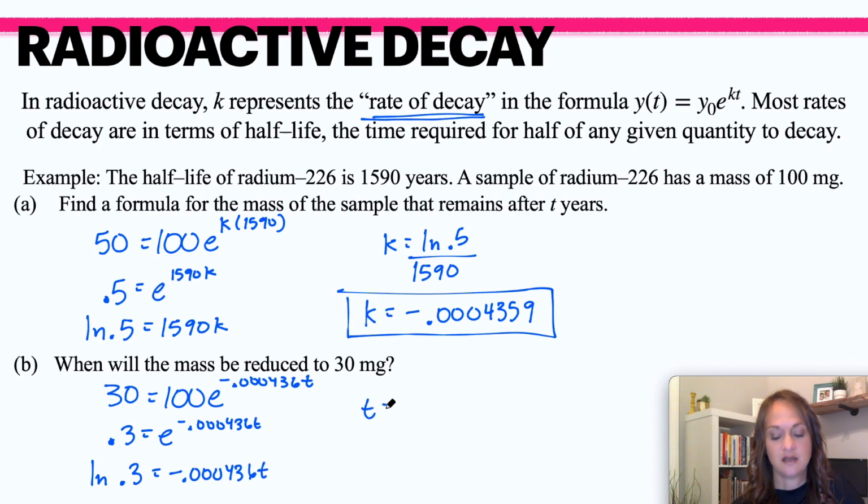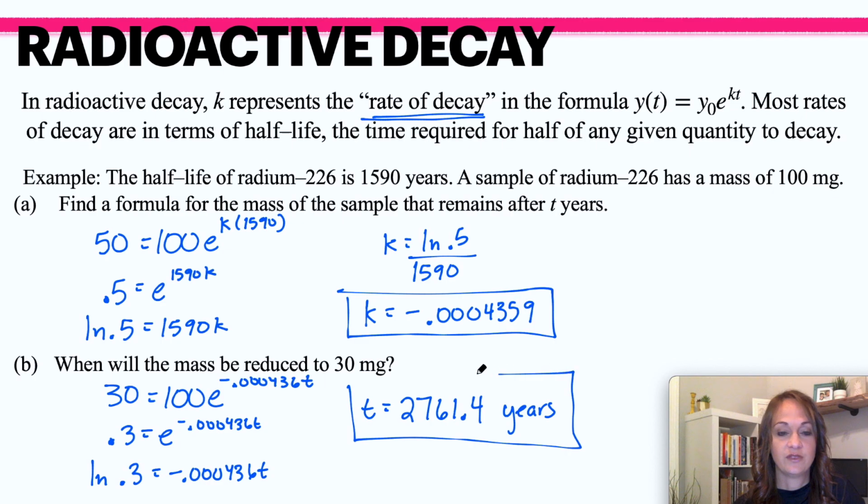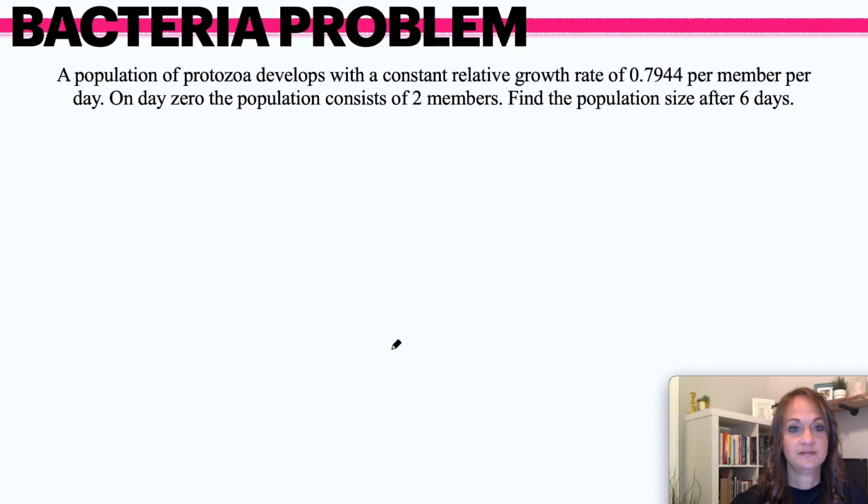And we will get time equals 2,761.4 years is how long it will take for this substance in order to be reduced to 30 milligrams.